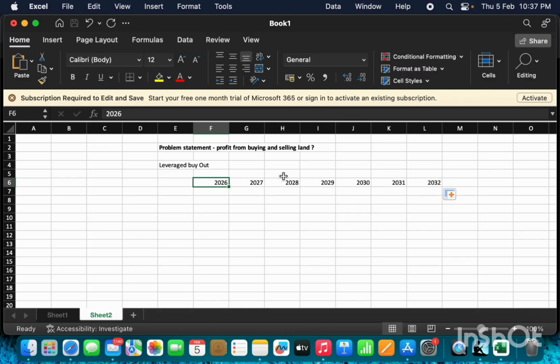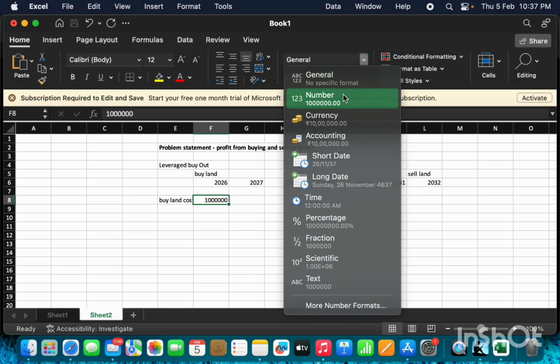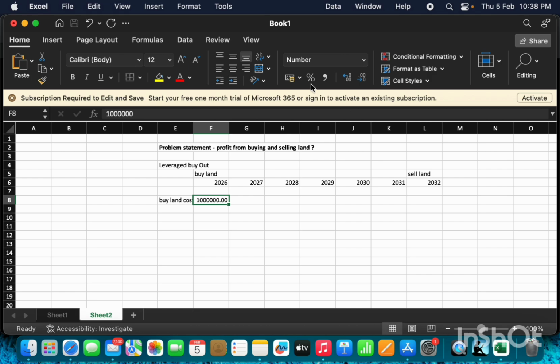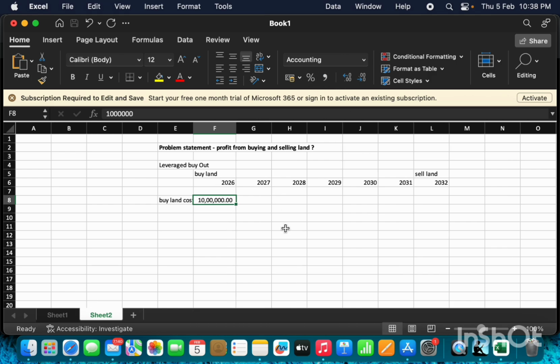Let's fix a few dates. This is the date you will buy land, and say this is the date you want to sell land. Okay, let's write down the values in simple language. Buy land cost. Say the land is maybe 10 lakh rupees. I'll quickly format this to a number format. You can go here and click on the number format, and I need comma spaces. Okay, very good.